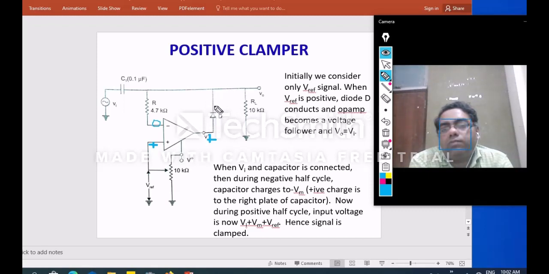This diode becomes on, and then it is just a voltage follower circuit. That means the output voltage is equal to the V reference voltage. So even with no input signal I am getting some V reference voltage. That means there is some initial DC level to which the signal will be clamped.